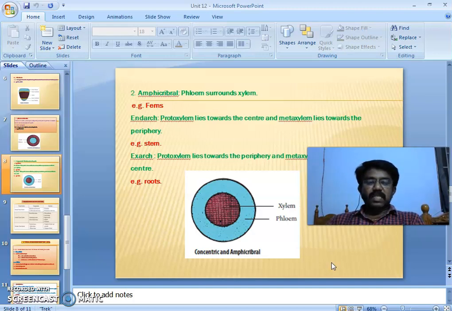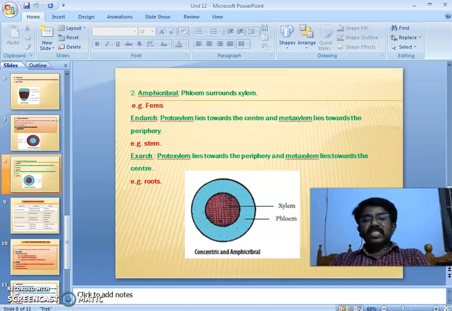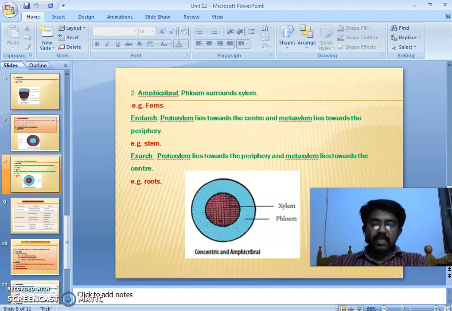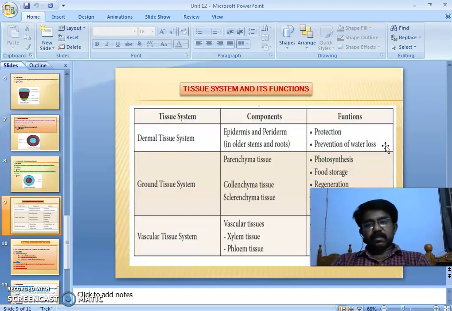Endarch: protoxylem lies towards the center and metaxylem lies towards the periphery. Periphery means outer, the center means inner region. Example, stem, right? Exarch means protoxylem lies towards the periphery and metaxylem lies towards the center. Example, root.